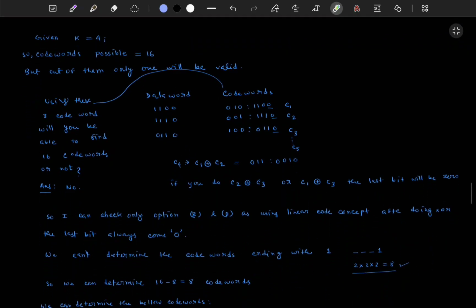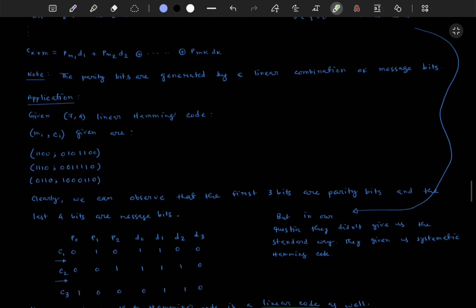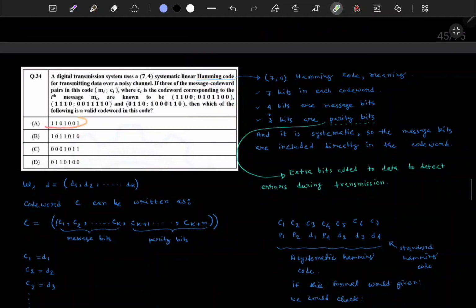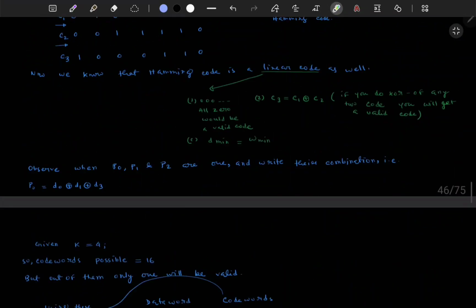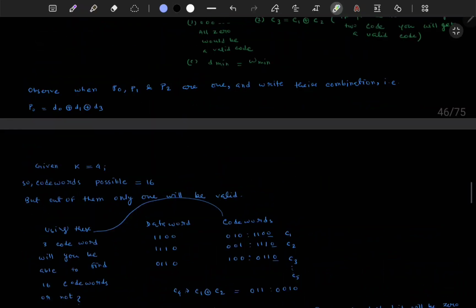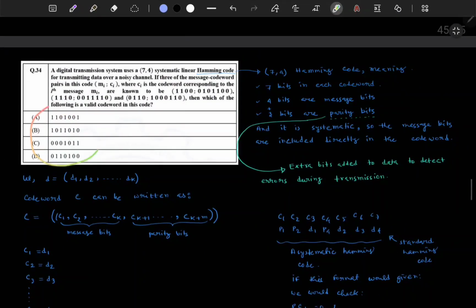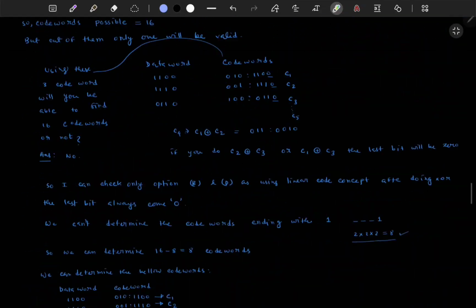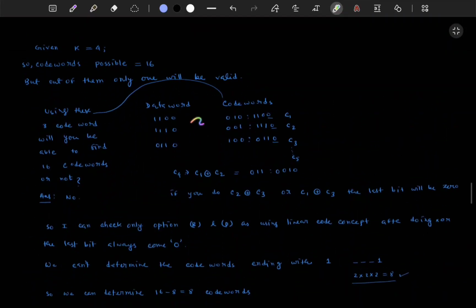First let's understand this. Given k equal to 4, the possible words are 16. K equal to 4 means 4 message bits are there, so 16 words are possible, but out of them only one will be valid. Which means in this question, out of these 4 answers only one will be valid. So the data word and code word are there.